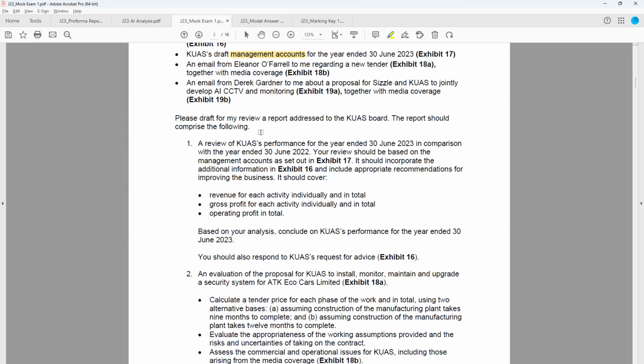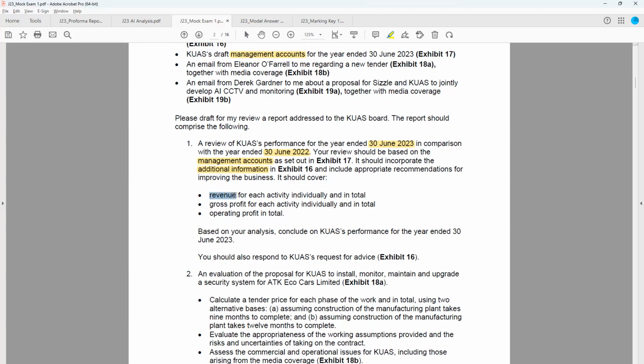So then we'll look at requirement 1, and we can see the specific requirement wording wants us to review performance for the current year in comparison with the previous year. The review, of course, should be based on the management accounts as set out in the exhibit, and there's the additional information in the other exhibit, and include appropriate recommendations for improving the business. So we'd always have recommendations, as we know, at the end of each requirement. So this is the bit to really focus on. It tells us what it should cover.